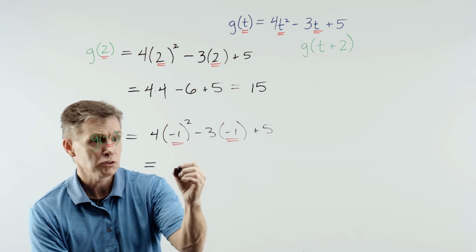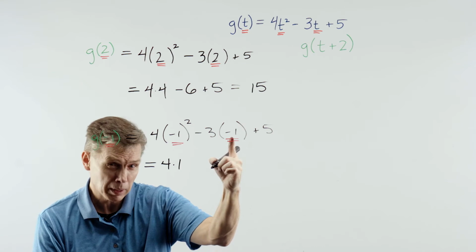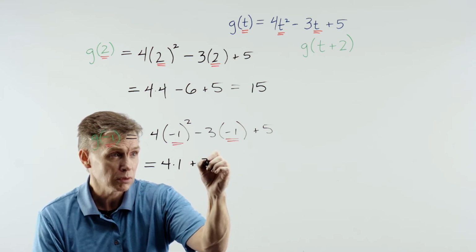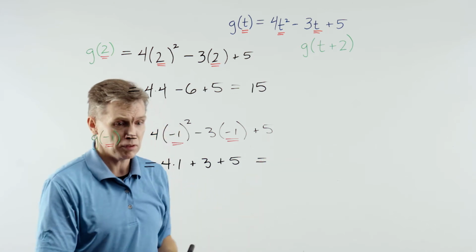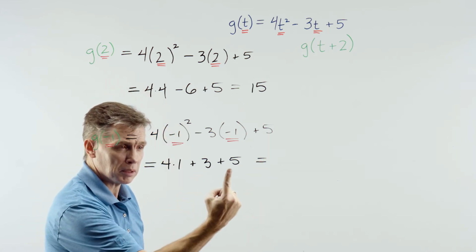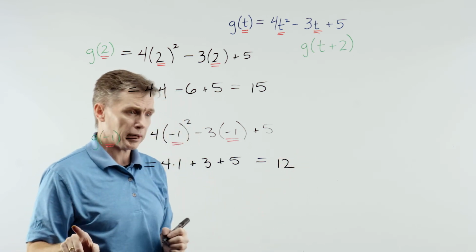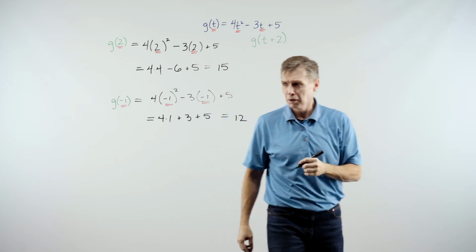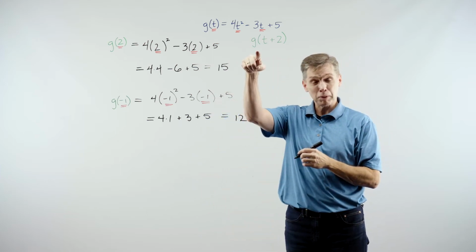Negative 1 squared is just positive 1. Minus 3 times a minus 1 would give me a plus 3. And then plus 5. Let's see if I can fit it in here then. 4 plus 3 is 7, but then plus 5 looks like 12. Okay? Good. And still what I might call warm-up, because here's the third part of this problem.